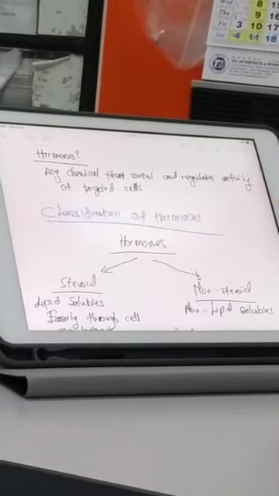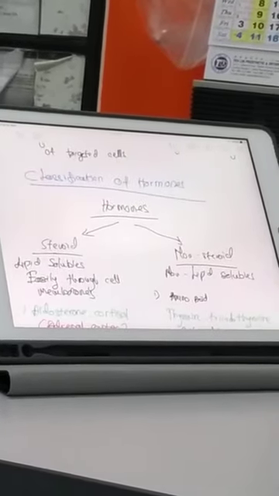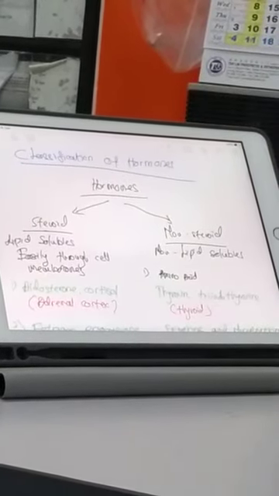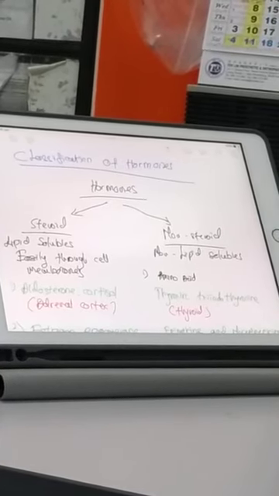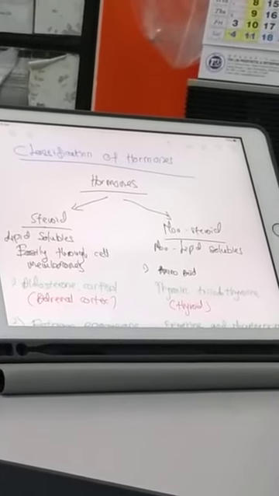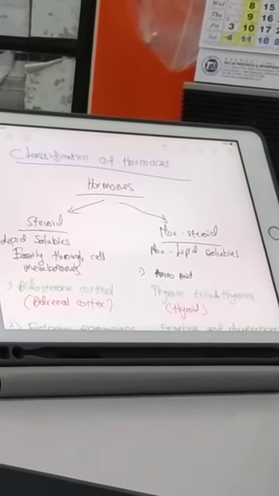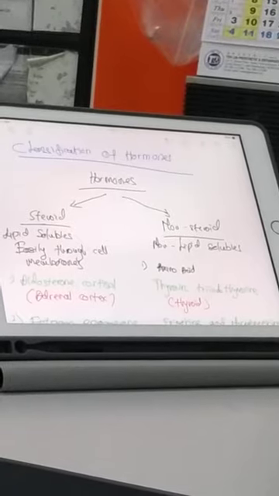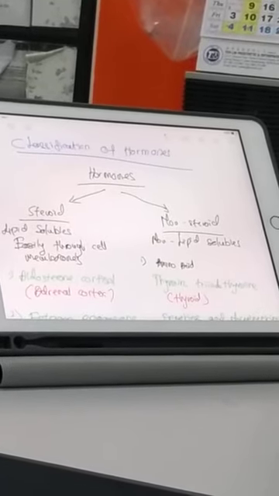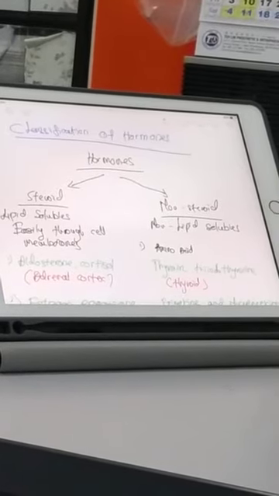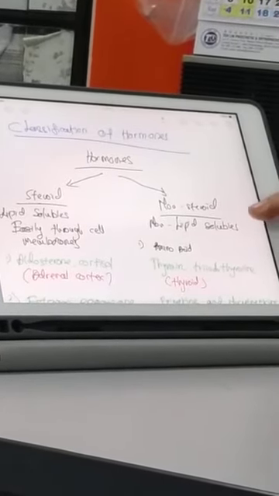For the classification of hormones, we have two categories, which are steroid and non-steroid. Steroid hormones are lipid soluble, so they can easily pass through the cell membrane. Non-steroid hormones are not lipid soluble, which means they need a second messenger to deliver the message and then to regenerate the RNA.